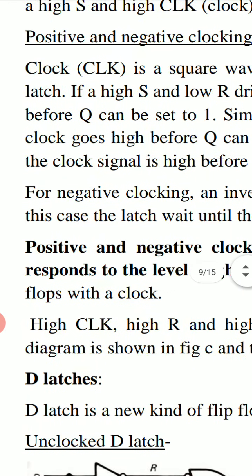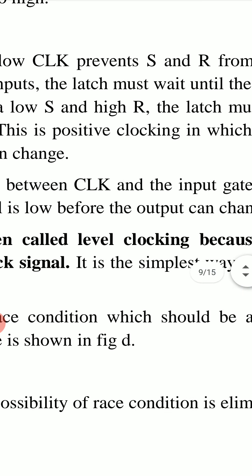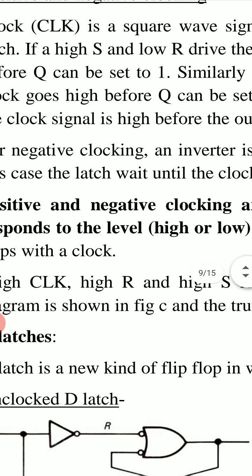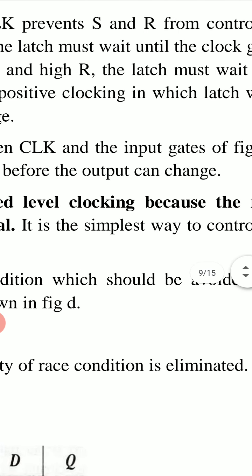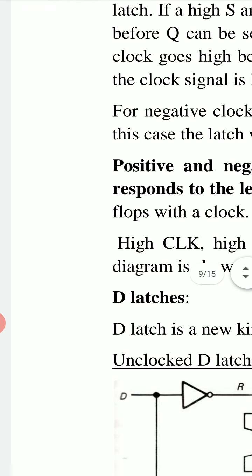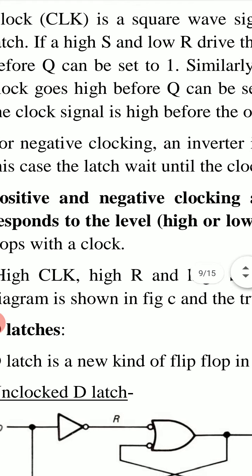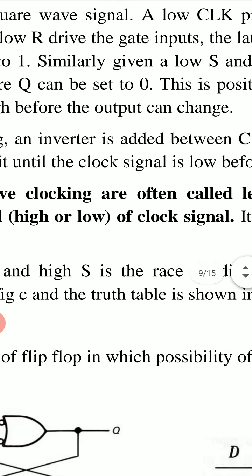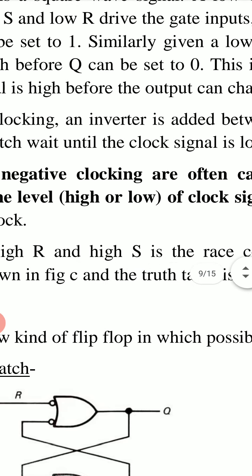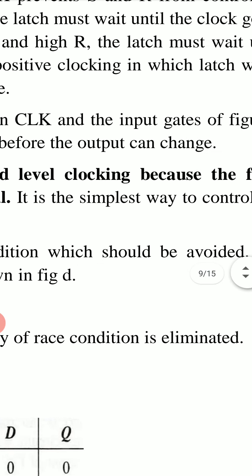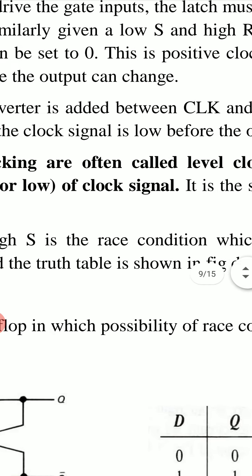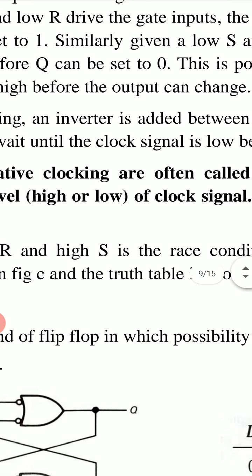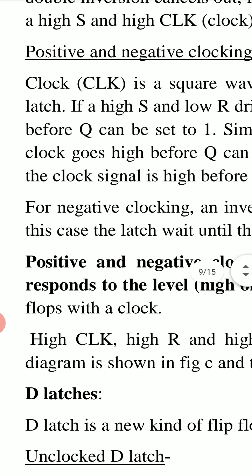Positive and negative clocking. Clock is a square wave signal. A low clock prevents S and R from controlling the latch. If a high S and low R drive the gate inputs, the latch must wait until the clock goes high before Q can be set to 1. Similarly, given a low S and high R, the latch must wait until the clock goes high before Q can be set to 0. This is positive clocking, in which the latch waits until the clock signal is high before the output can change. This type of clocking is known as positive clocking.